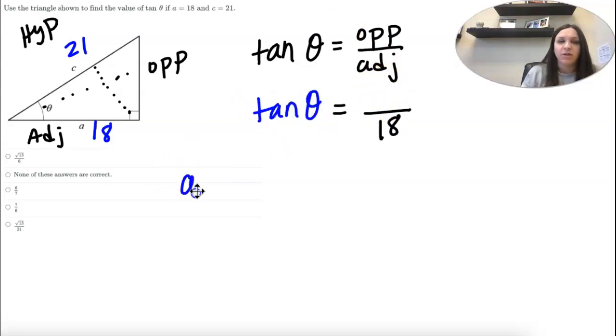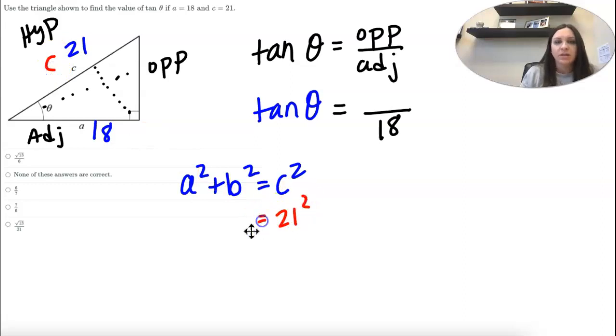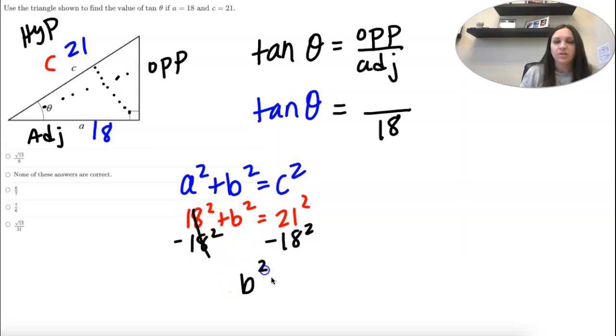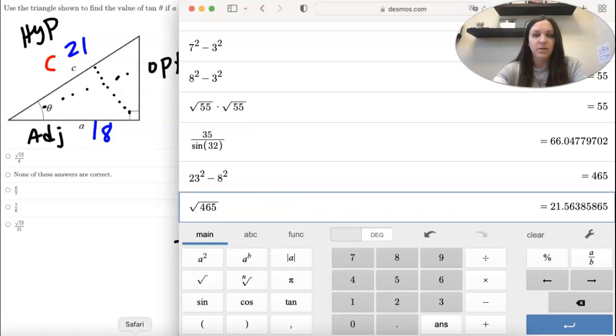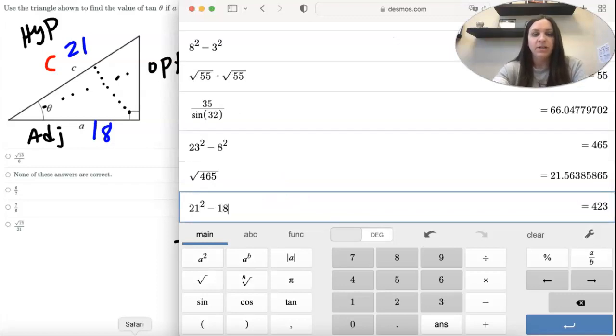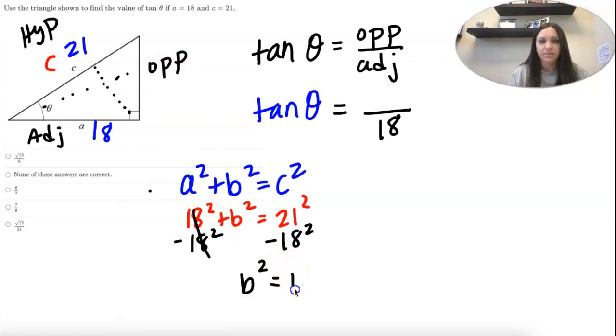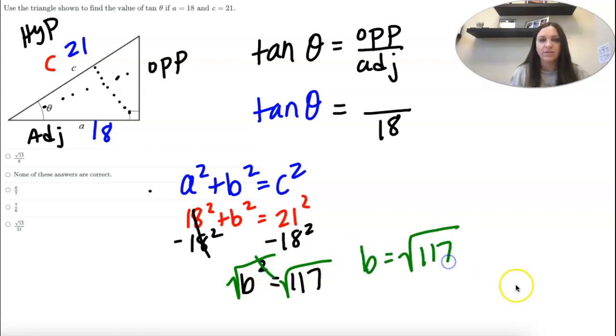So when we solve, we use Pythagorean Theorem. We know C is the hypotenuse, and that's 21. And then the other ones can go in any order. So we're going to subtract 18 squared. So b squared equals 21 squared minus 18 squared, which is 117. Square root both sides. B equals the square root of 117 over 18.